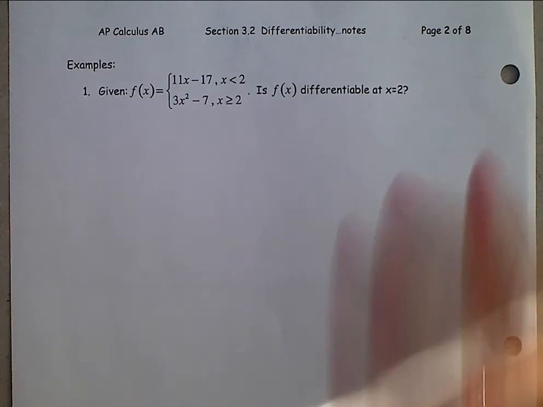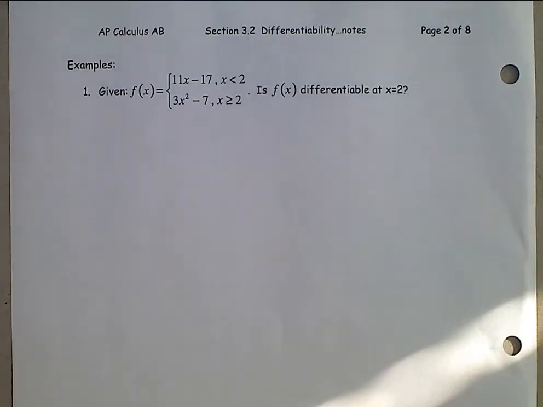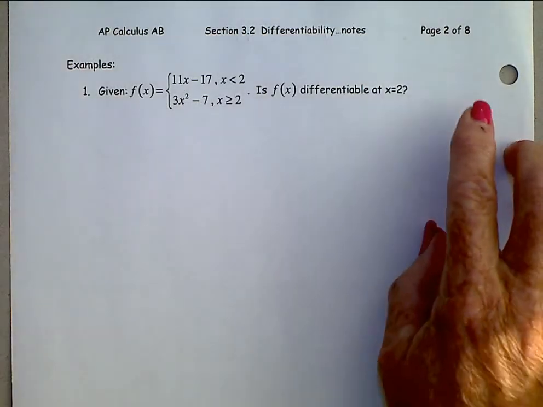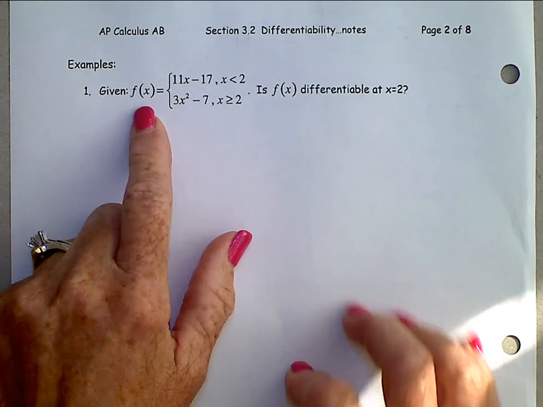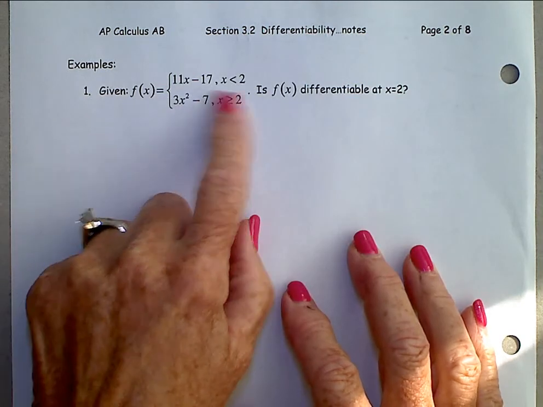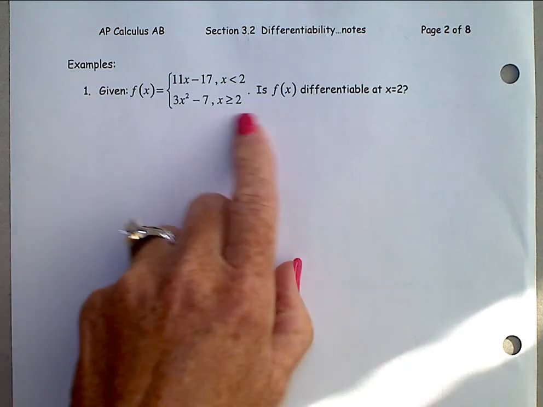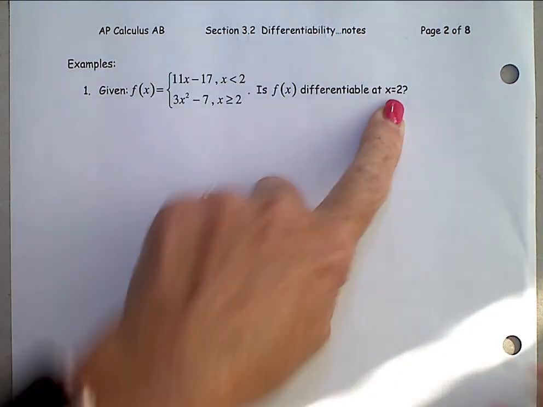This is AP Calculus, section 3.2, page 2. Given this function that f of x is 11x minus 17 when x is less than 2, and 3x squared minus 7 when x is greater than or equal to 2, is f of x differentiable at x equals 2?